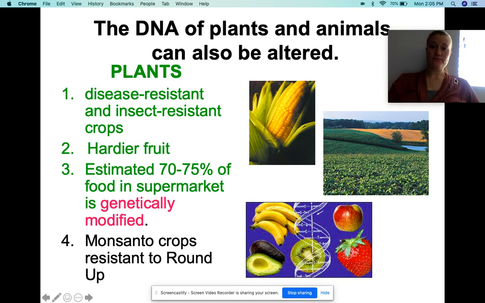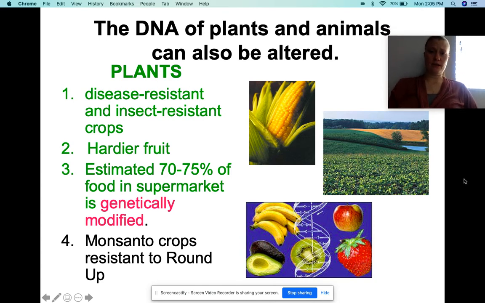All right. So the DNA of plants and animals can also be altered. So plants can become disease resistant or insect resistant for crops. It makes the fruit hardier, and it's estimated 70 to 75% of the food in the supermarket is genetically modified. And Monsanto crops are resistant against Roundup, which is a plant killer.